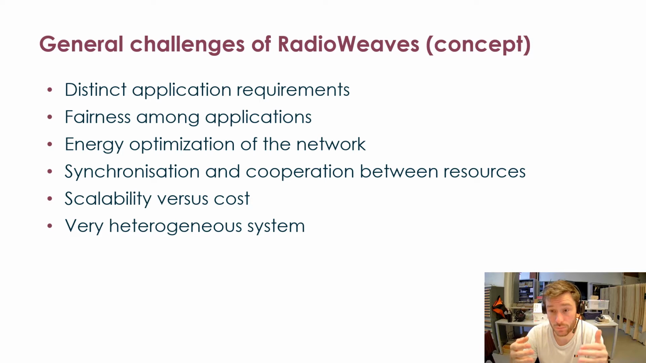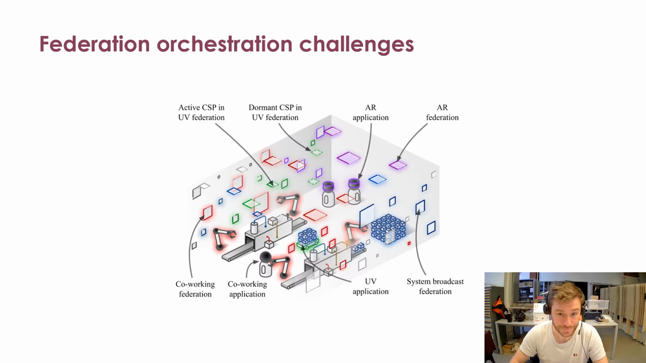And at the end, it all boils down to we need to support a heterogeneous system where some of the CSPs are connected, for instance, in a tree topology, while others are connected in a daisy chain topology. And we also have different resources available inside of the CSPs. This all emphasizes that we need clever optimizations of the available resources in RadioWeaves. So the idea is to orchestrate different federations, which have some CSPs allocated to them and serve a number of devices inside of this federation.